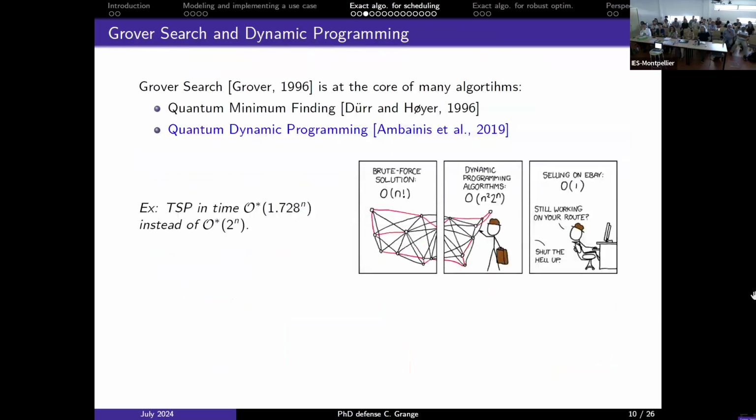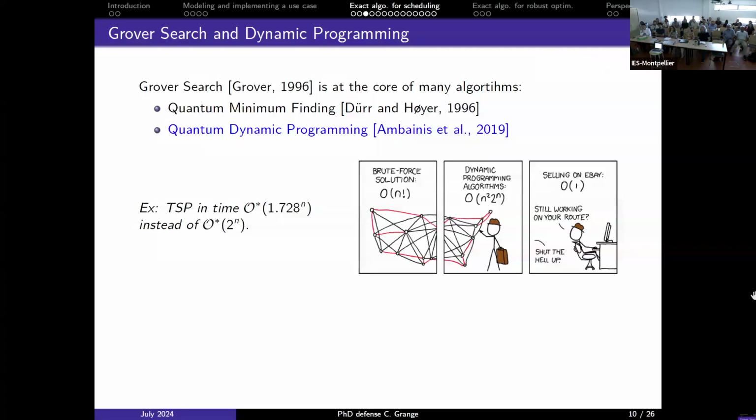Okay, so as I said, Grover search is really at the core of many other quantum algorithms. An important one is quantum minimum finding, and another one is an algorithm that's not really called quantum dynamic programming, but combines quantum minimum finding and classical dynamic programming. This algorithm, for instance, enables us to solve the traveling salesman problem in O star of 1.728 to the n instead of 2 to the n.